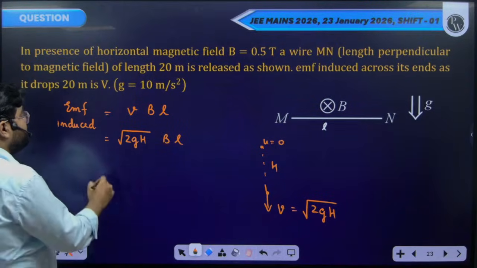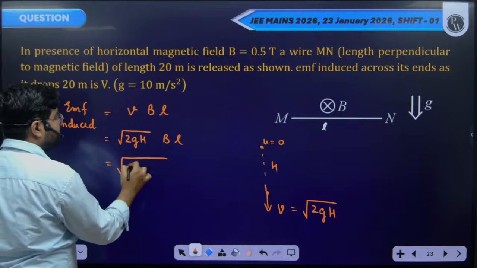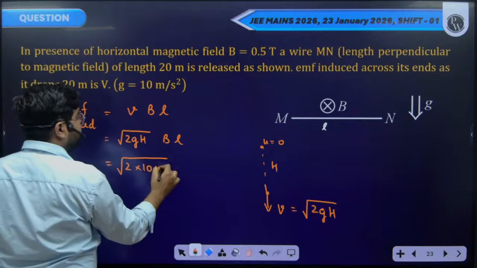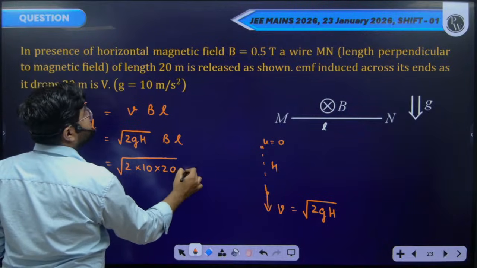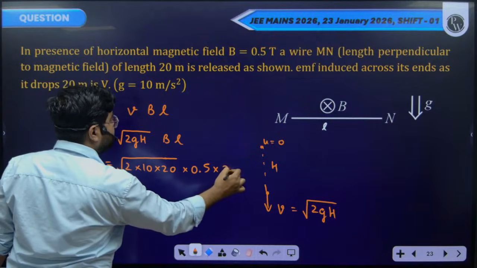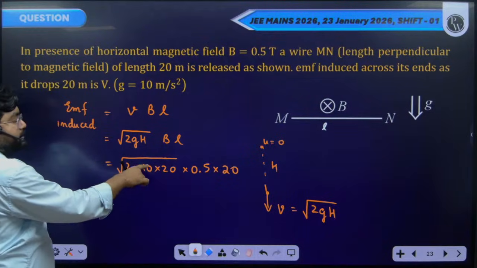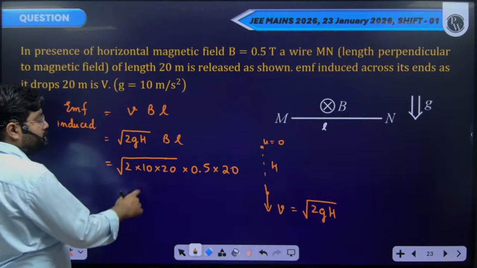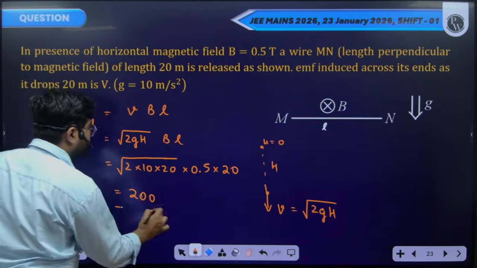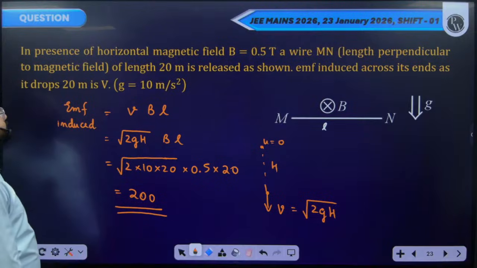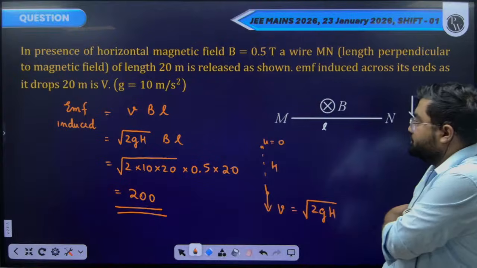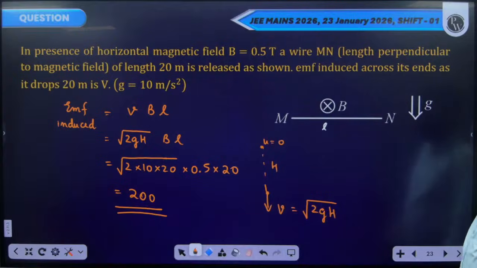Now if you put all the values here, h is 20 meter, B is 0.5 and L is also 20. So 20 into 20 square, under root is gone, so 400 by 2. So the answer here is 200 volts. Pretty simple question.